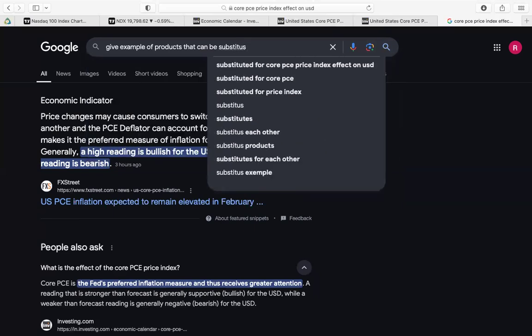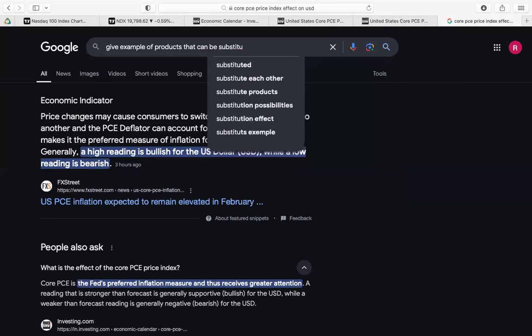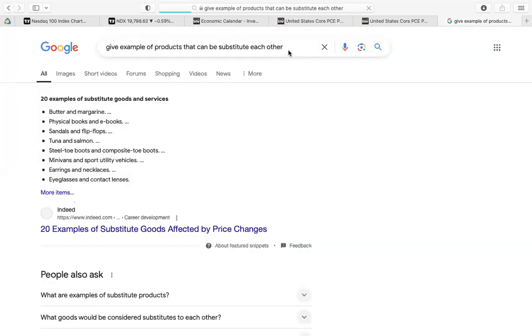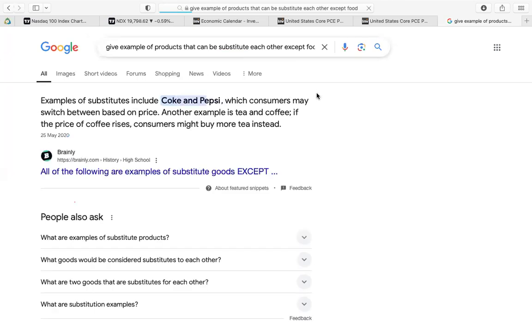I'll give you examples of products that can be substituted. Butter and margarine, except food. Coke and Pepsi. Okay, cars, nice. Let's go to cars. Why was I not thinking of cars?